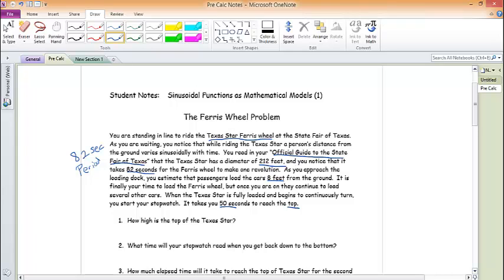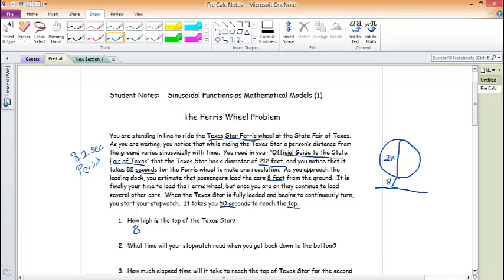And guys, I want you to attack these questions with some mathematical common sense. So, how high is the top of this Texas Star? Well, I first off know that I am 8 feet off the ground at the bottom. So I'm going to go ahead and just draw a circle here. Here's the ground, and the distance between here and here is 8 feet. I also know that the diameter of my Ferris wheel is 212.